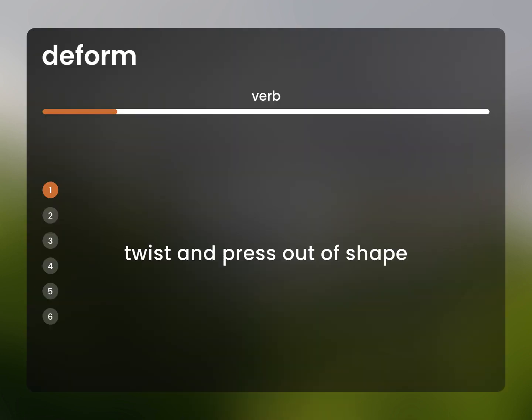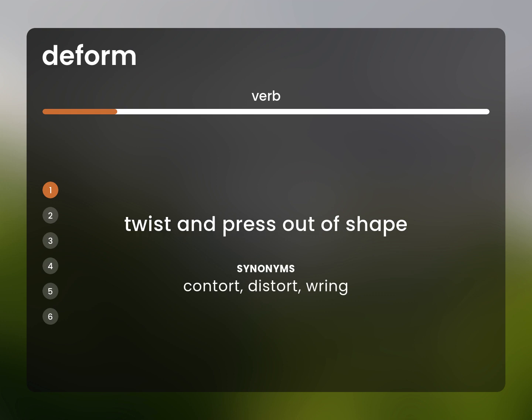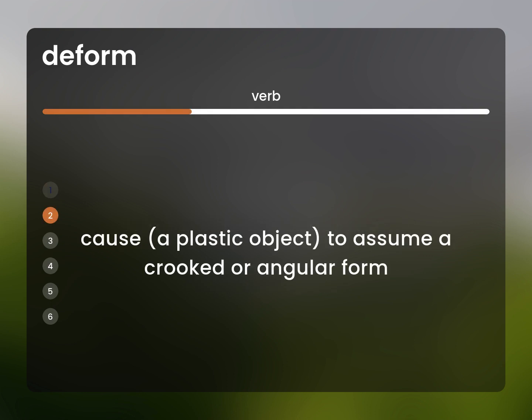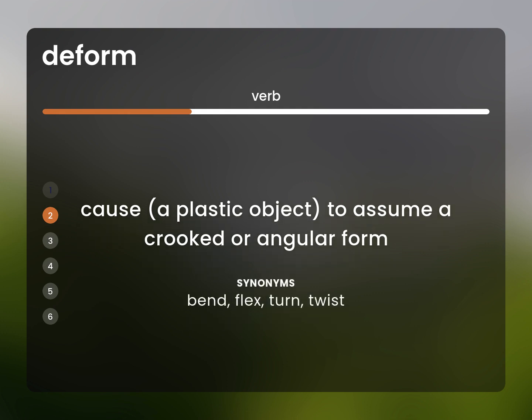Twist and press out of shape. Contort, distort, wring. Cause a plastic object to assume a crooked or angular form. Bend, flex, turn, twist.